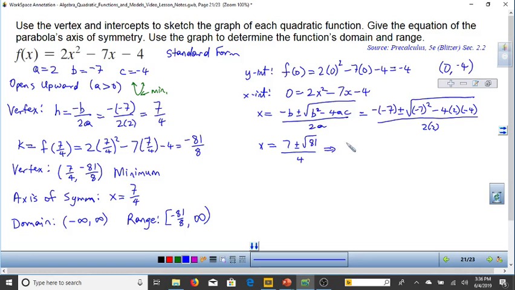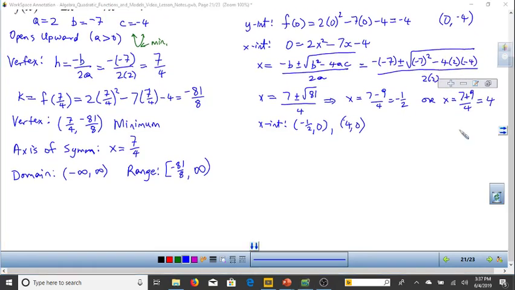So x is equal to 7 minus 9 over 4, which is negative half, or x is equal to 7 plus 9 over 4, which is equal to 4. So my x-intercepts are negative half comma 0 and 4 comma 0. Let's do a quick sketch, see what that looks like.